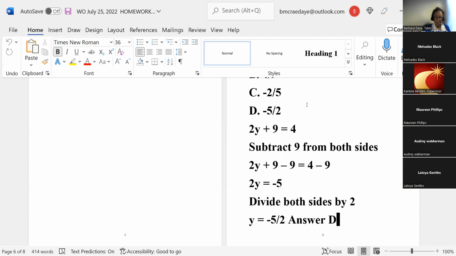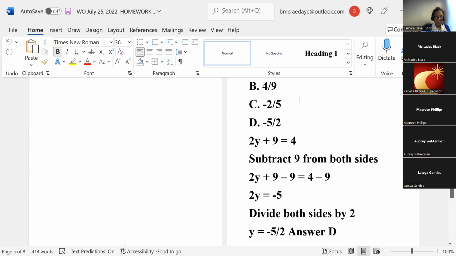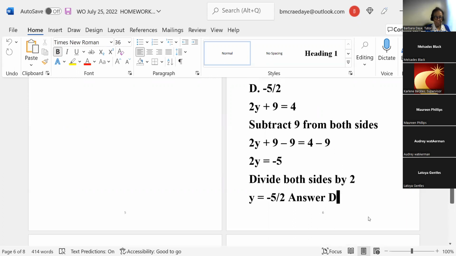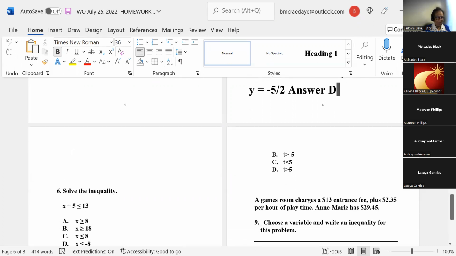The only other alternative is to put it as a mixed number, -2 and a half, which is the same as -2.5. Yes, that matches what I was thinking. But they didn't give you a mixed number as one of your choices, so it would just be the improper fraction, where the numerator is bigger than the denominator. All right, so that was number 5.